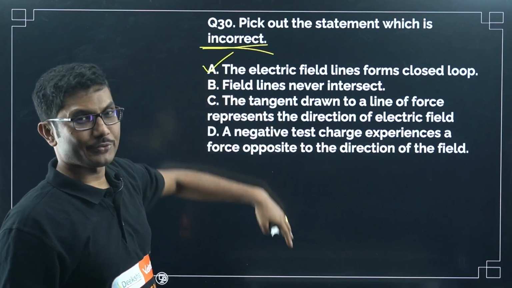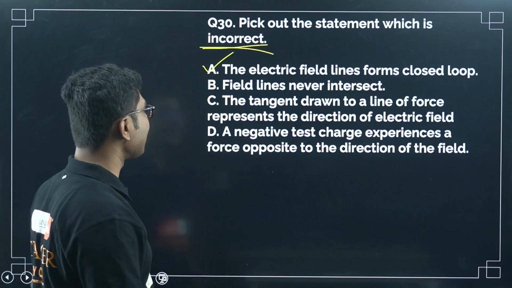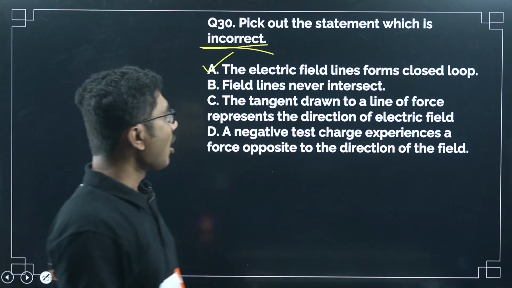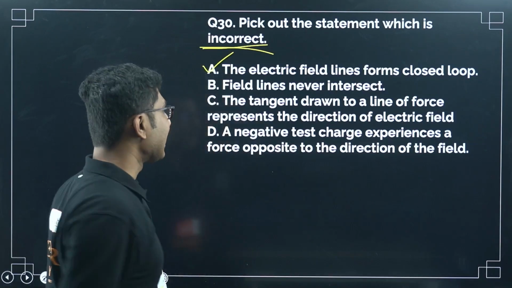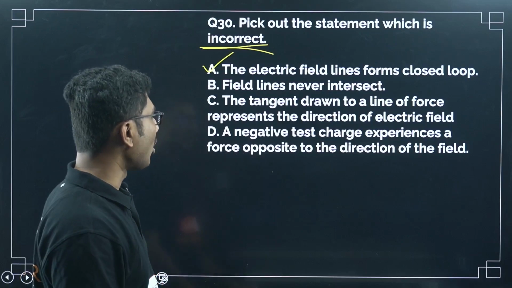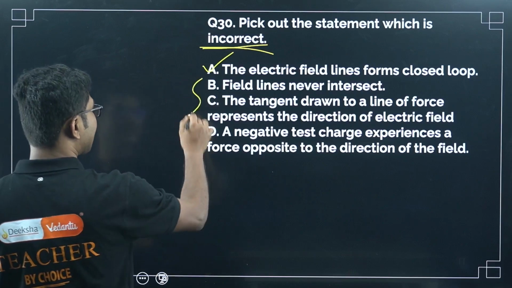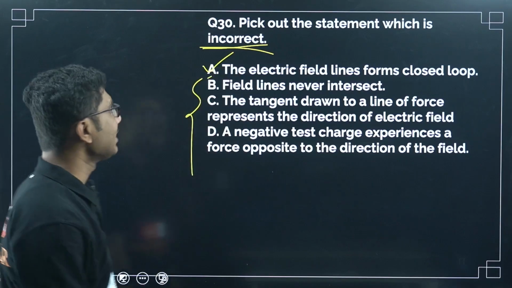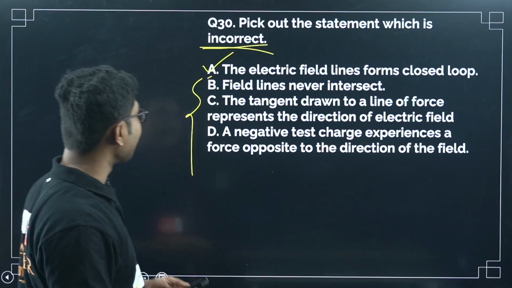Let's check the other options as well for guarantee. Field lines never intersect. Yes, correct statement. The tangent drawn to a line of force represents the direction of electric field. Yes, correct. A negative test charge experiences a force opposite to the direction of electric field. This is also correct. So these 3 statements are correct. Only this statement is incorrect. So for our answer, question number 30 will be correct, right?